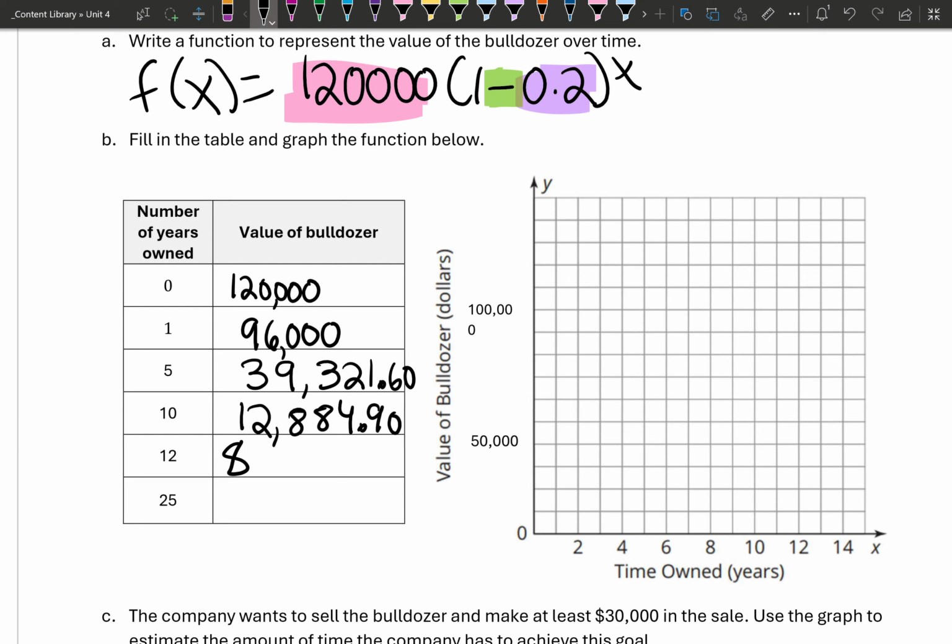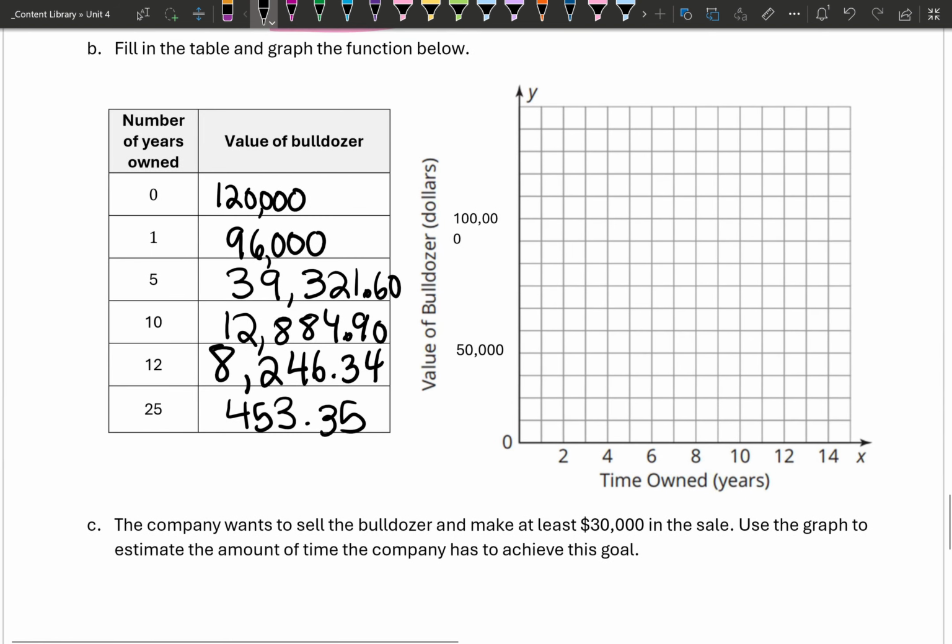After 12 years, its worth is 8,246.34. I'm going to try that 8 again. It came out ugly. And of course, after 25 years, it's barely worth anything. $453.35. Let's graph.